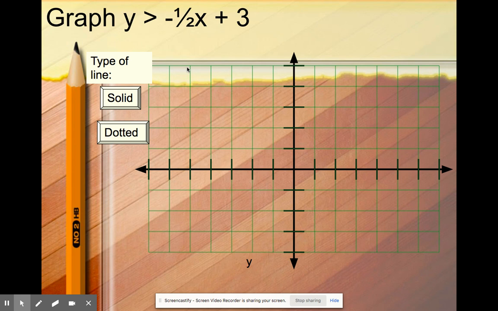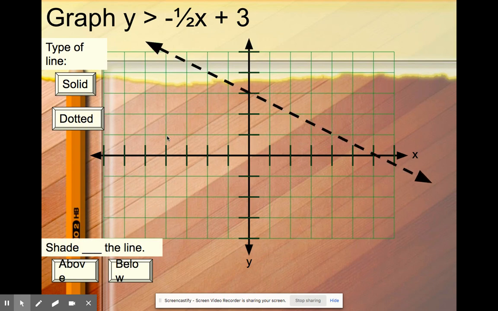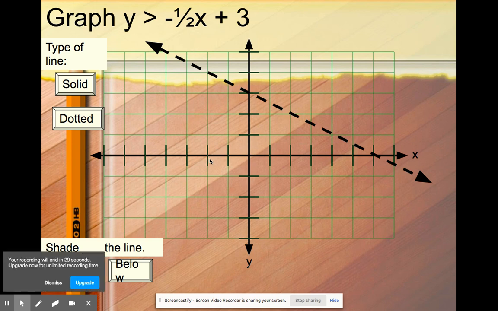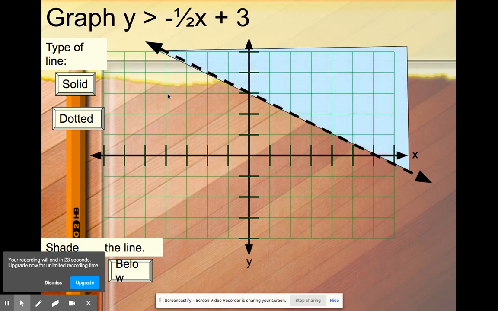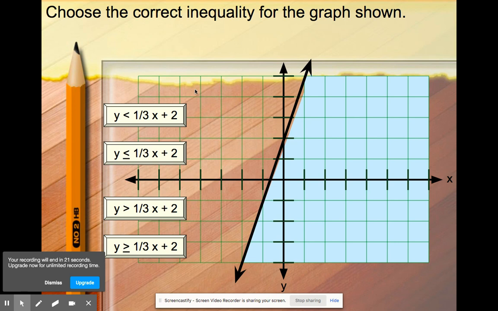So challenge yourself. If we have y is greater than negative 1/2 x plus 3, ask yourself, is it going to be solid or dotted? I'm hoping you're thinking it's going to be dotted. And you'll get a line like this. It's dotted because it's a greater than sign. And we are going to shade everything above because it's a greater than sign. Again, we can keep going.